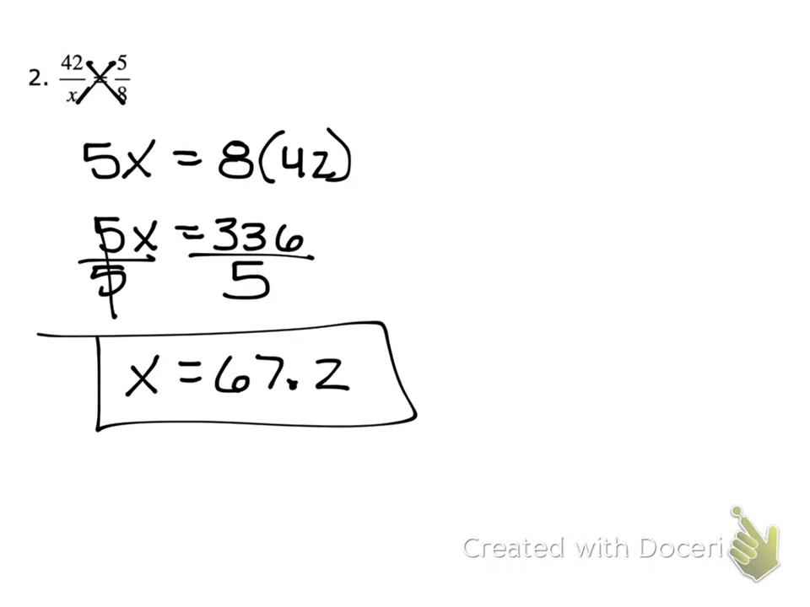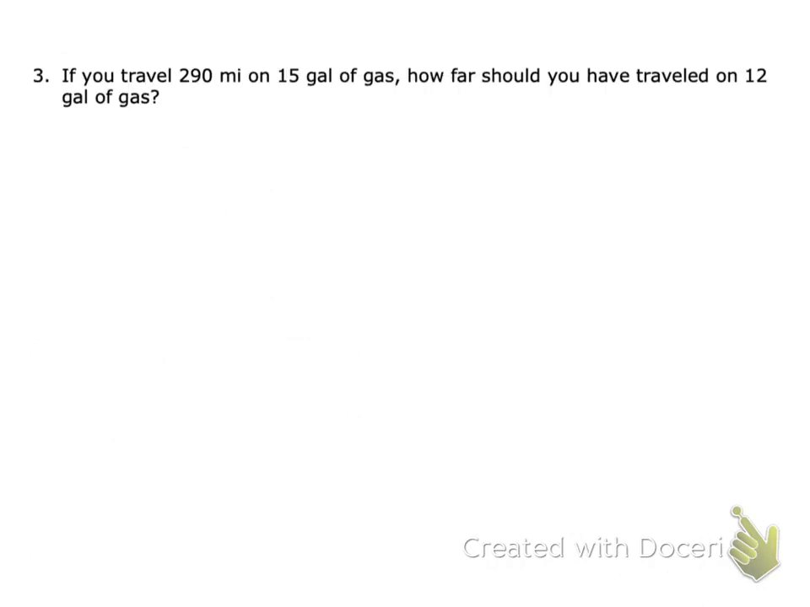Our last 2, we need to set up the proportions. And the important thing to keep in mind when we're setting up a proportion is that your units have to match on top and your units have to match on the bottom. So that's what we're looking for here, is to make sure we set this up accordingly. So if you travel 290 miles on 15 gallons of gas, that's going to make our first rate. It doesn't really matter which one you put on top and bottom as long as you match it on the other one. So 290 miles to 15 gallons.